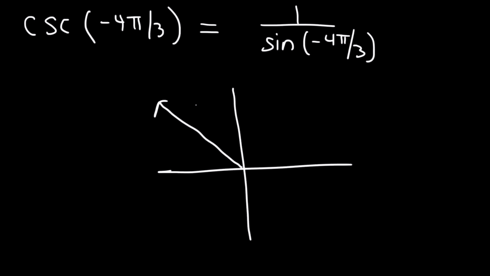Negative 4 pi over 3 is coterminal with positive 2 pi over 3, which is here. If you add negative 4 pi over 3 plus 2 pi, which is like negative 4 pi over 3 plus 6 pi over 3, that gives you positive 2 pi over 3, which is in quadrant 2. So the reference angle is pi over 3, and pi over 3 is 60. So we have the 30, 60, 90 triangle again. Across the 30 is 1, across the 60 is the square root of 3, and across the 90 is 2. In quadrant 2, x is negative, y is positive.